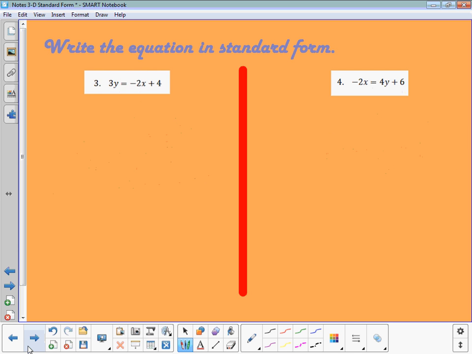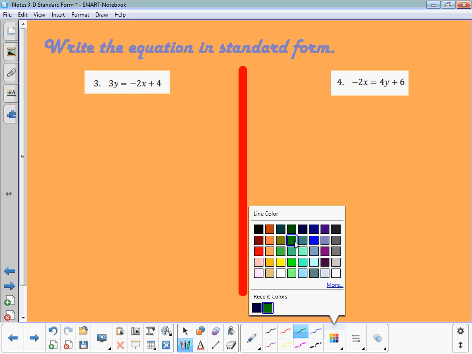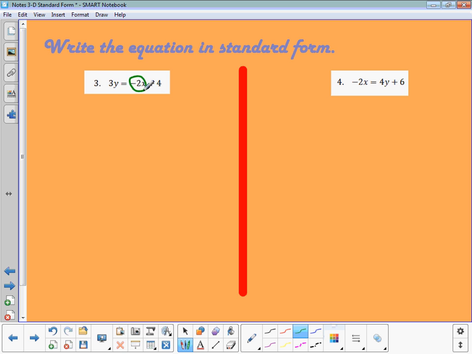Let's take a look at number 3. Now number 3 is a little bit different. The problem that I have is that my x's and my y's aren't on the same side. Typically we write our x's and y's on the left side. Well, I see that my y is already over there, but I need my x to be over there. So what I'm going to do is I want to take this negative 2x and bring it over to the other side. Well, I see that it's negative, so that means I need to add 2x to both sides. So then I get 2x plus 3y is going to be equal to 4. So that right there is my final answer.